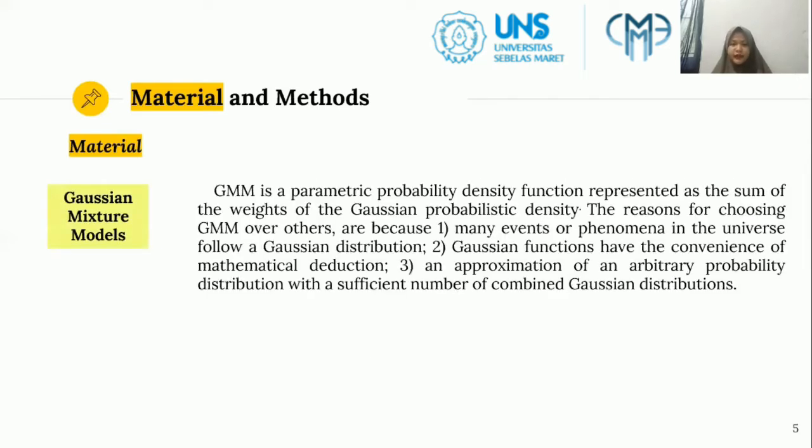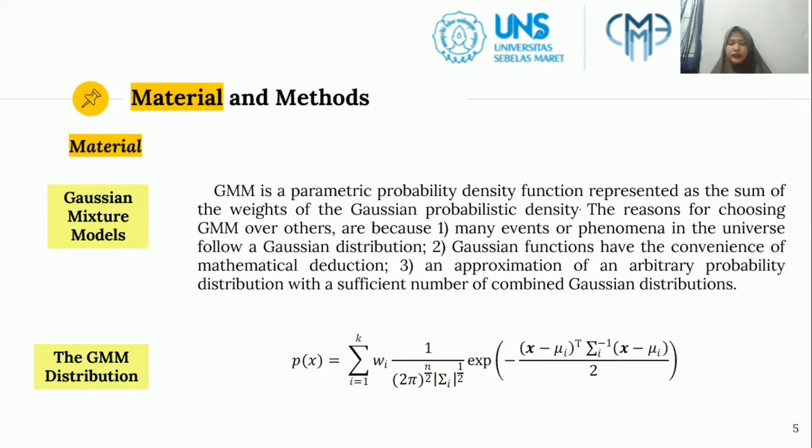Gaussian mixture model. Gaussian mixture model is a parametric probability density function represented as the weighted sum of Gaussian probability densities. The reasons for choosing GMM over others are because: 1. Many events or phenomena in the universe follow a Gaussian distribution. 2. Gaussian functions have a convenience of mathematical deduction. 3. An approximation of an arbitrary probability distribution is possible with a sufficient number of combined Gaussian distributions. The Gaussian mixture model distribution with K mixture components is as follows.